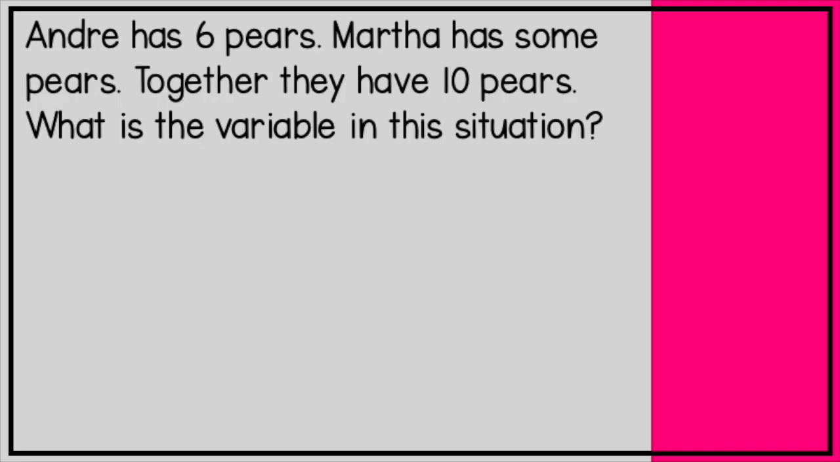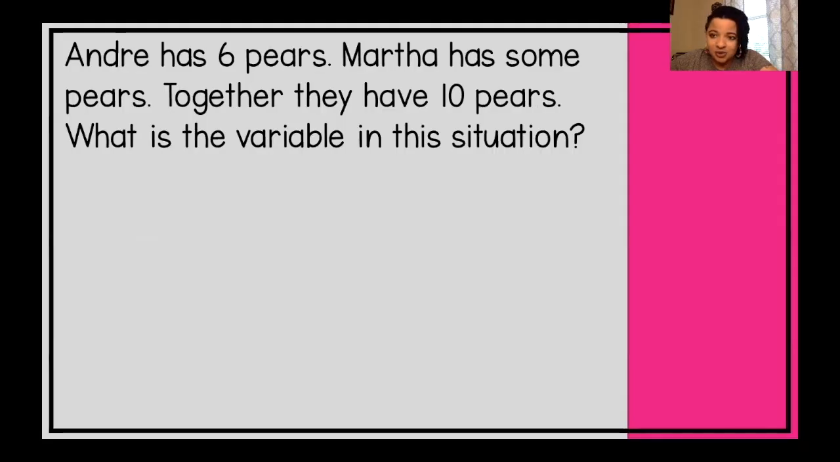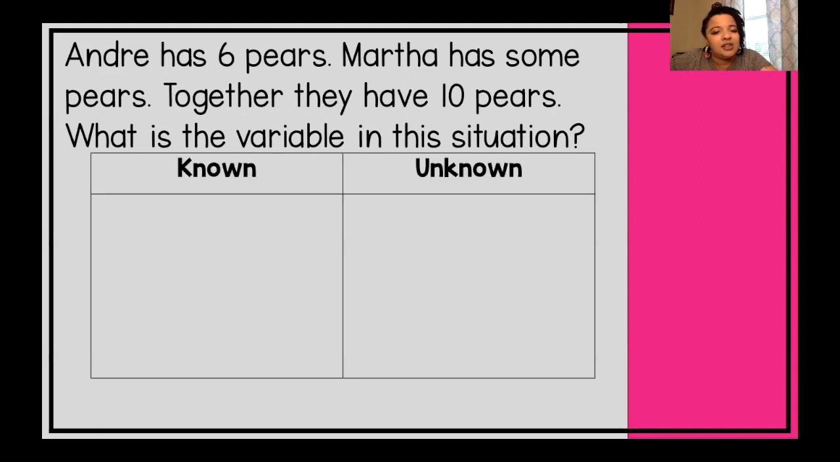Andre has 6 pairs. Martha has some pairs. Together, they have 10 pairs. What is the variable in this situation? Last question. Andre has 6 pairs. Martha has some pairs. Together, they have 10 pairs. What is the variable in this situation? Again, I'm looking for the thing that I do not know. So let's make a table.